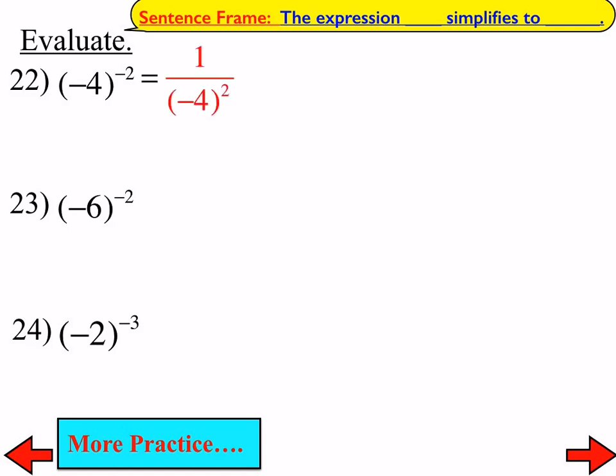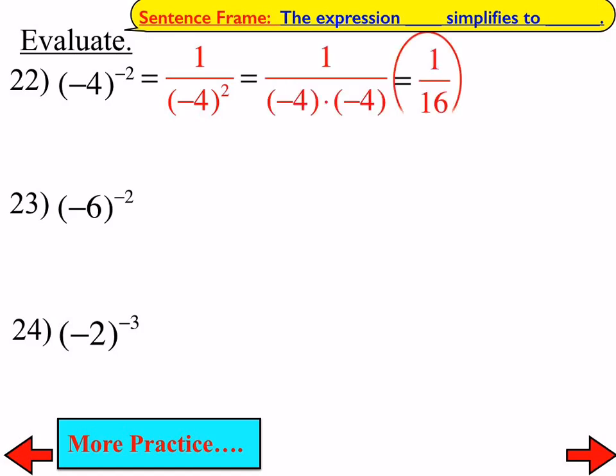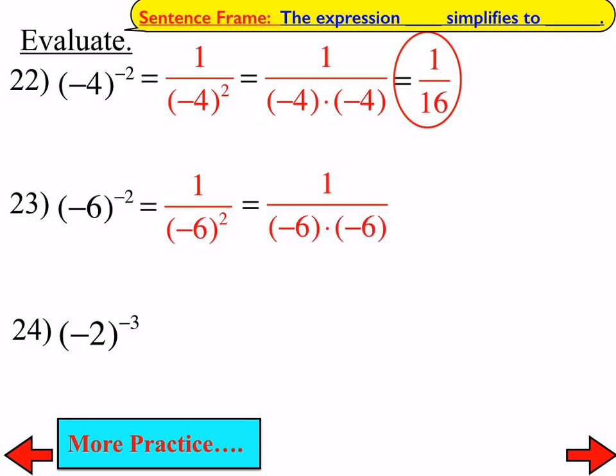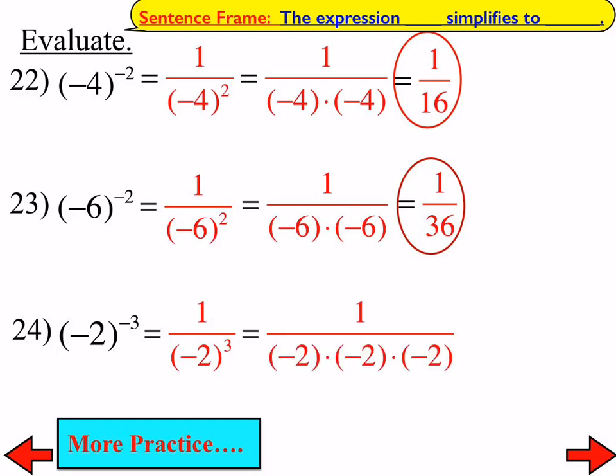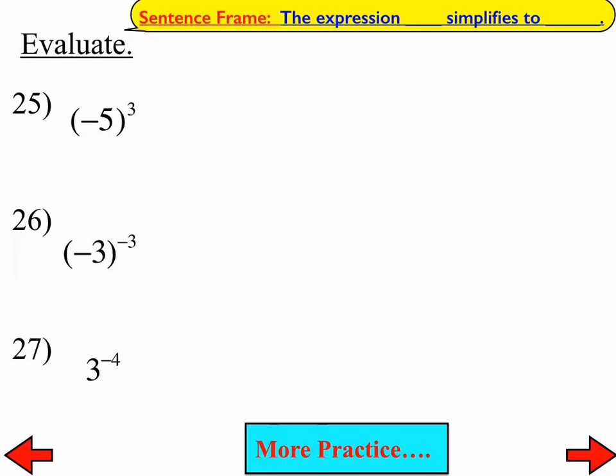Number 22 is 1 over 16. Here's the reason why it's 1 over 16. Because negative 4 to the second power, where the base is in parentheses, turns into 1 over negative 4 squared, and that is 1 over 16. Number 23, similar problem. That should be 1 over 36. Number 24 is negative 1/8. Now the reason why the solution is negative is because in the denominator we have a negative times a negative times a negative. We have an odd exponent, so we should have known that that was going to be the case. Continuing on, number 25 should be negative 125.